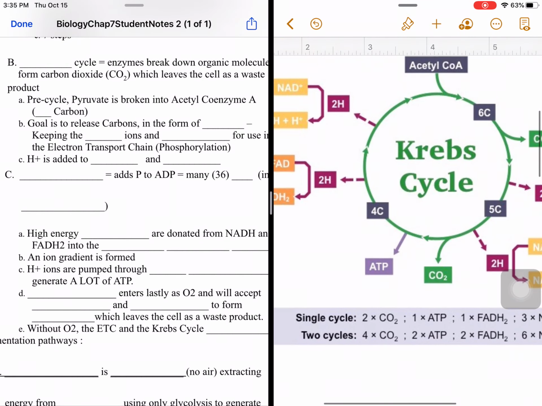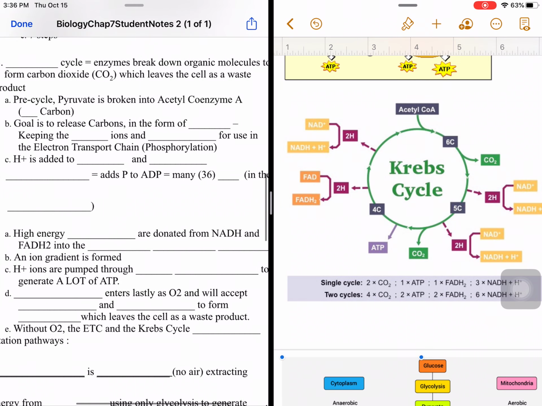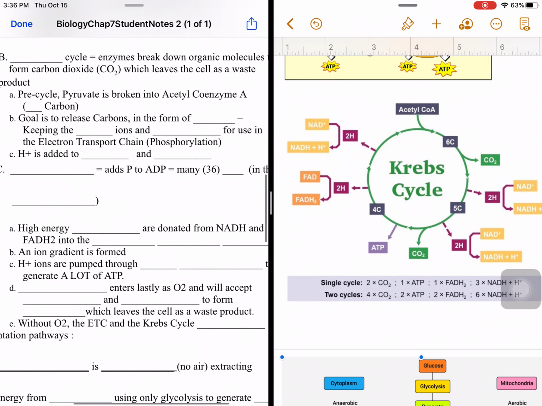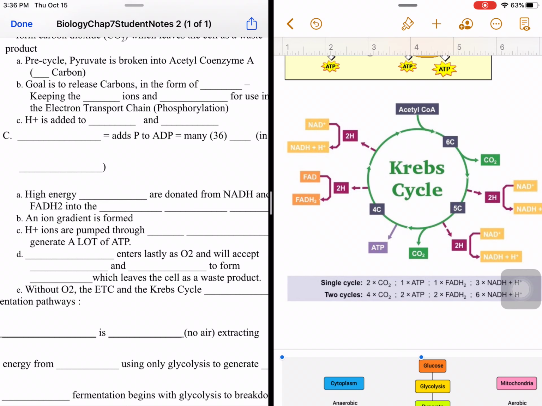The Krebs cycle has a lot of steps as well, but in the mitochondrial matrix, before the Krebs cycle, pyruvate gets broken into acetyl-CoA. It gets broken down by a pyruvate dehydrogenase complex. You don't need to know that, but it does get broken down into acetyl-CoA. And in the Krebs cycle, this is basically where enzymes will break down organic molecules, and they will break them into carbon dioxide. And carbon dioxide is a waste product that leaves the cell. So how does that happen? It says pre-cycle, pyruvate is broken into acetyl-CoA, which is a 2-carbon molecule.